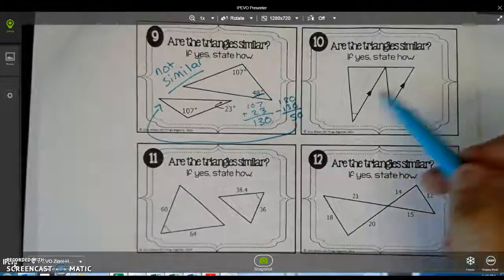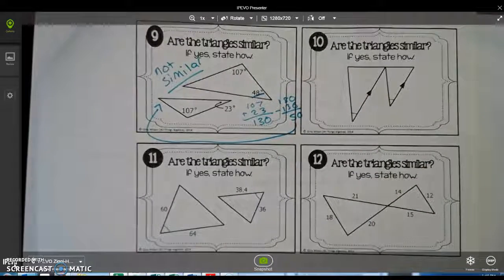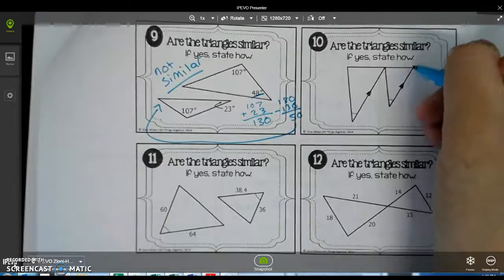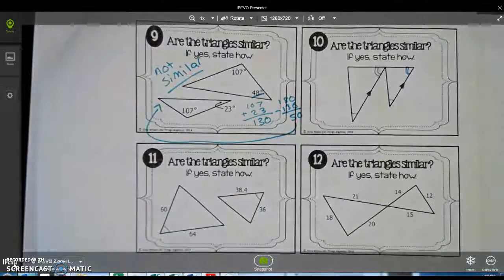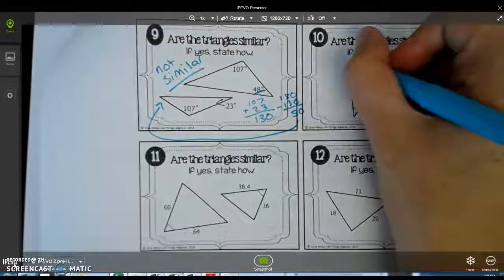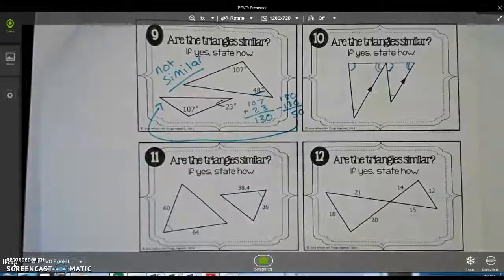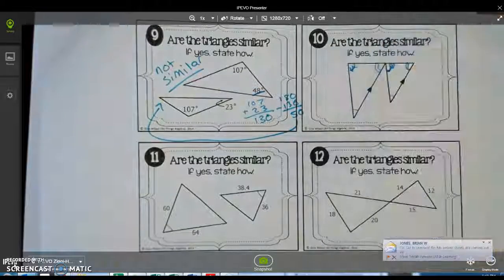Number 10. Anytime I have parallel lines, my triangles are similar by angle, angle. Here we can see that this is the transversal, right? This one and this one are going to be the same. They're corresponding. This one and this one would also be the same because they are also corresponding. Actually, these are not, sorry. You don't have a parallel line there.